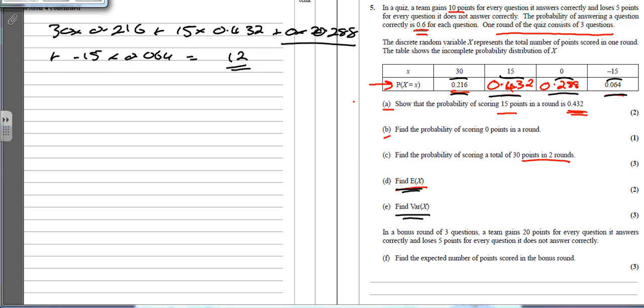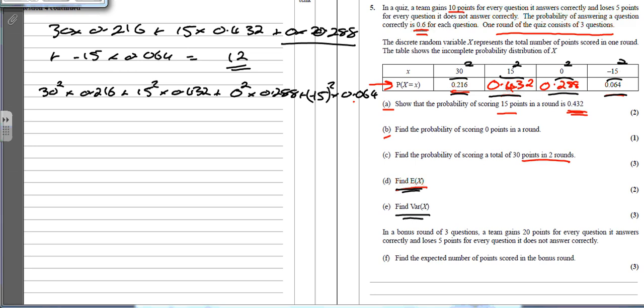And now we've got to do the variance of x. So just like before, what we do is we square these values here, and you times it by the probability, and that's going to be the value of E of x squared. It's going to be 30 squared times 0.216 plus 15 squared times 0.432 plus 0 squared times 0.288 plus minus 15, put that in brackets, because otherwise it's easy to take away 15 squared rather than doing minus 15 squared, times 0.064. Now that's going to give you E of x squared.